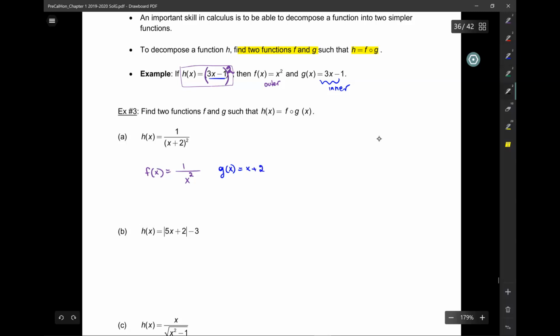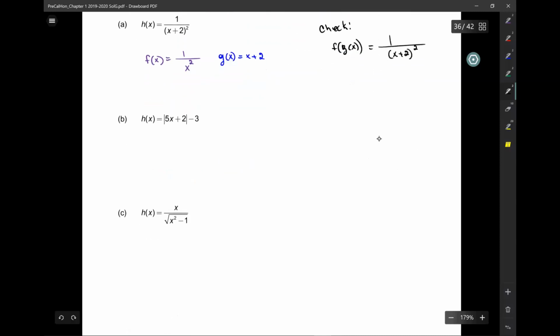So let's check. Let's see if this works. What's f of g of x for these two functions? Well, it's 1 over (x plus 2) squared. Yep, that's exactly where those two came from. So take a look at this one. From the very, very outside, it looks like I have an absolute value minus 3. And then when I get closer, I realize there is something else inside, a 5x plus 2. So together that makes h of x.